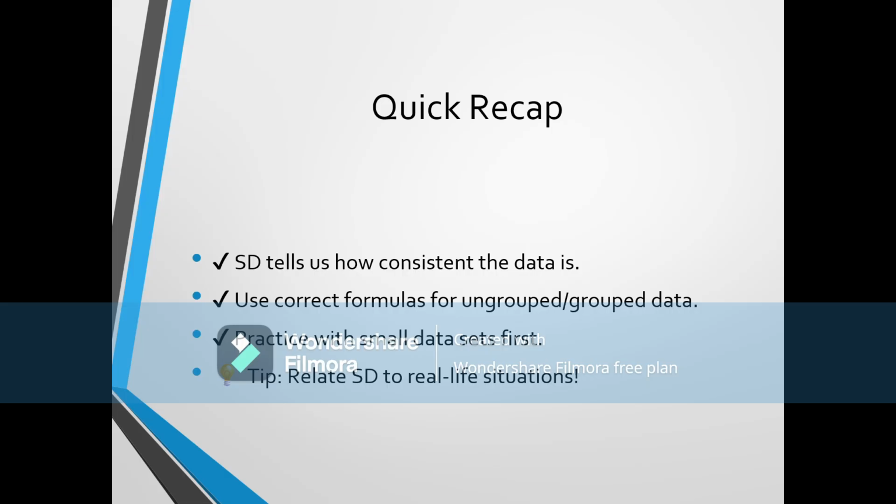Let's quickly recap. Standard deviation shows how consistent or spread out your data is. For individual data, follow the four step formula. For grouped data, multiply by frequencies. Use visuals to understand it better. And always double check your process. Hope you found this easy and useful.